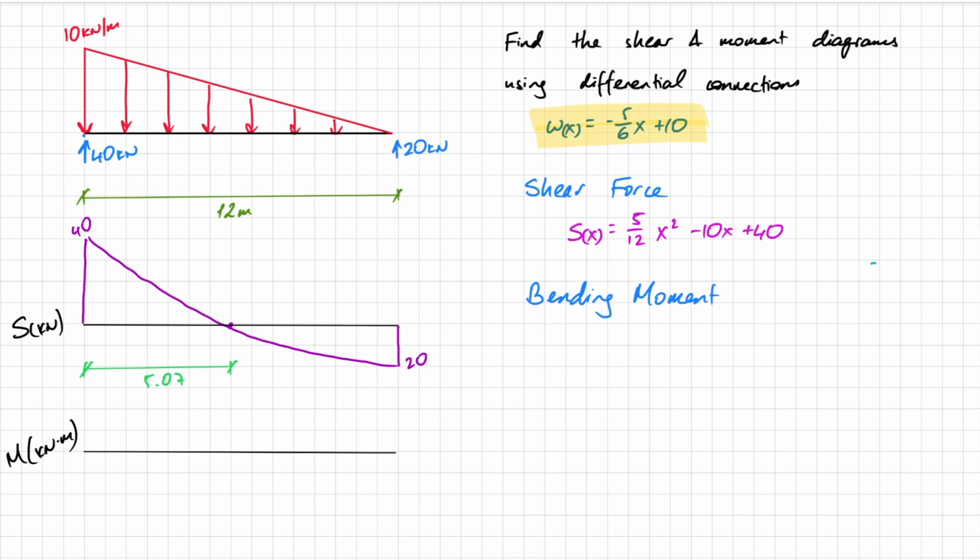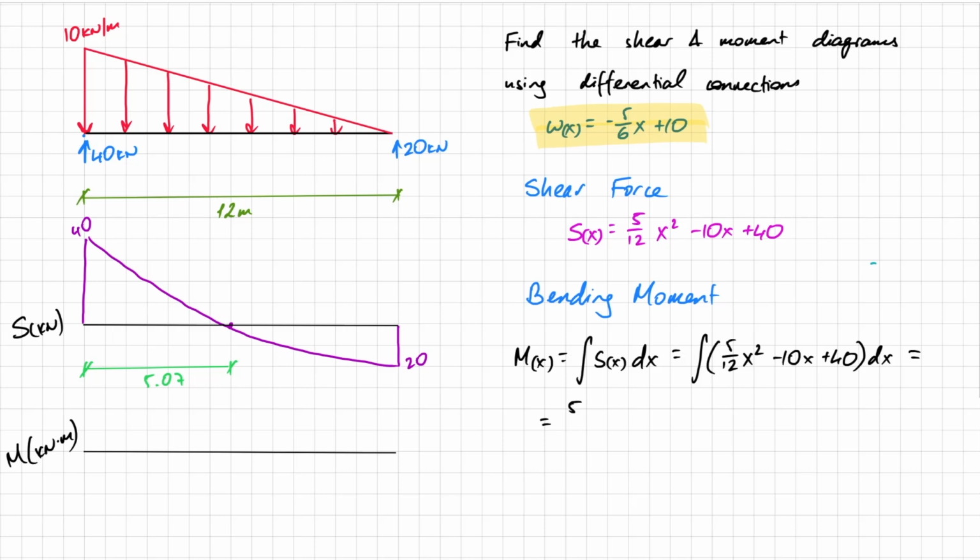And the very last thing that I'm going to do is find the bending moment. Now, the bending moment is the integral of the shear force according to x. And so in that case, I just take the shear force, I've got 5/12 times x squared minus 10x plus 40 and integrate all of that according to x. So what do I get?